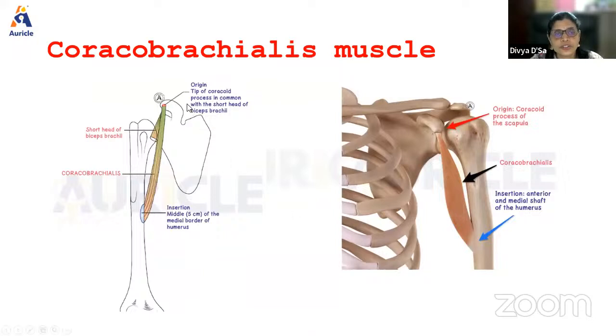So here, origin is from the tip of the coracoid process. The tip of the coracoid process, along with the short head of biceps, has a common origin here. And it gets inserted into the anterior and medial shaft of the humerus. So it is almost about the middle portion of the medial border of the humerus. There it gets inserted, this muscle.